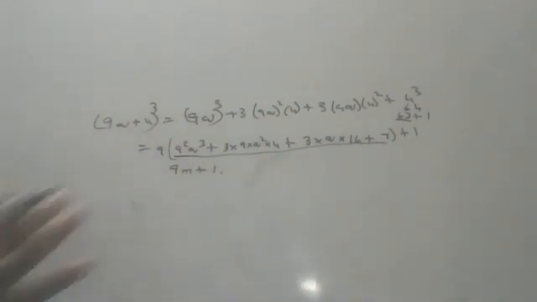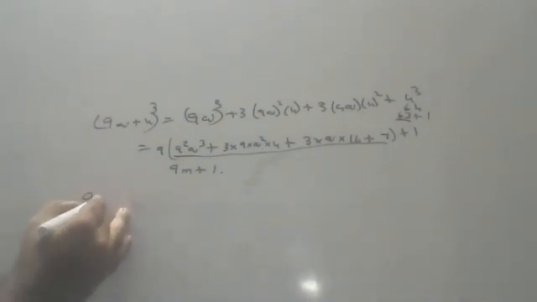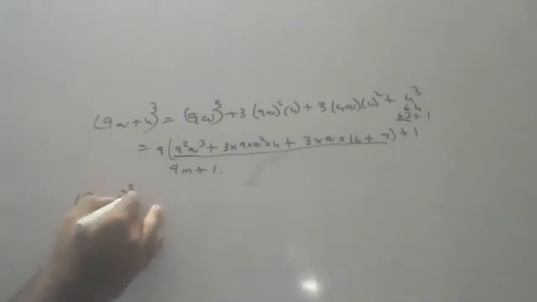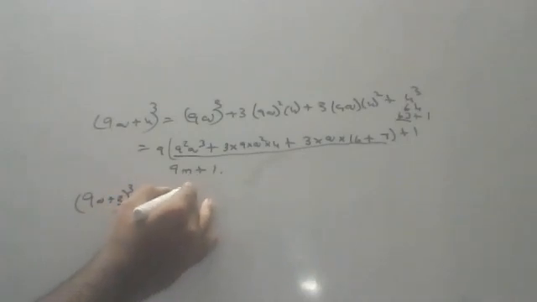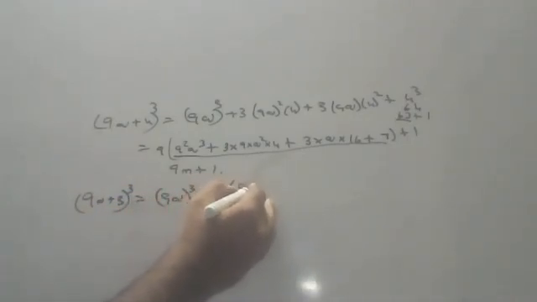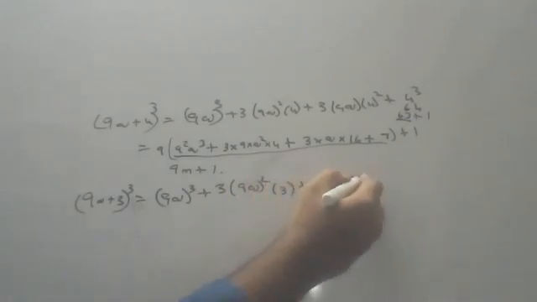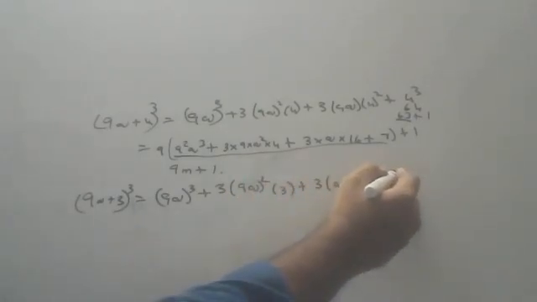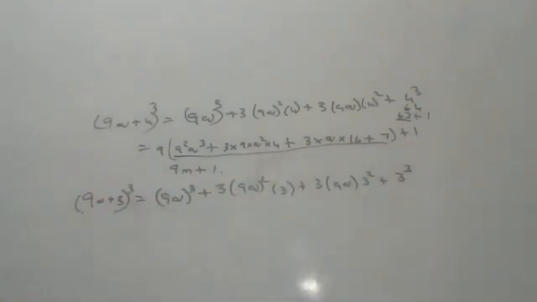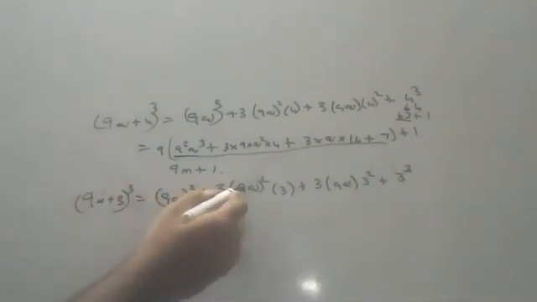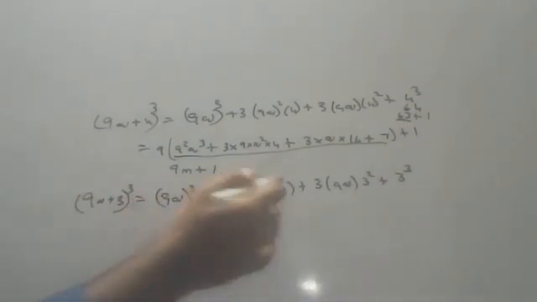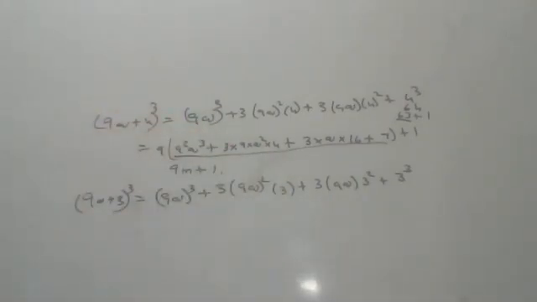Okay, children. 9 cube plus 3 I didn't do, no, children. 9 cube plus 3 I will do. a cube, please see, children. 3a square b plus 3ab square plus b cube. b cube means 3 cube, 3 cube means 27. 27 will go in 9 table. No need to multiply 9 9s are 81, 81 3s are 243, 243 into 3. All those things you need not do, children.